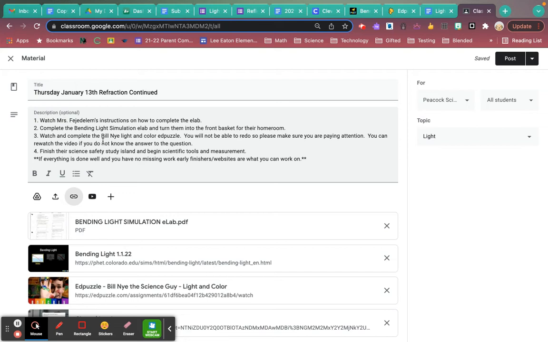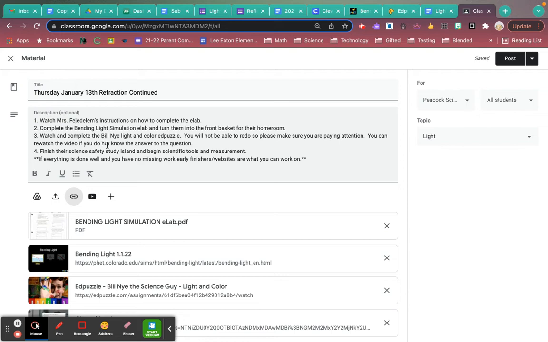Then you need to finish your science safety Study Island. A lot of you have that finished. So if you have that finished, you can begin the scientific tools and measurement one. Okay, so that's what you need to do today.